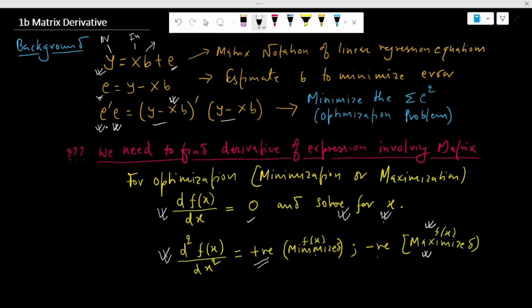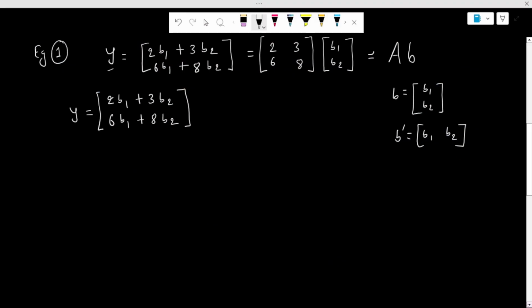If x is a matrix, we need to carry out this optimization problem making use of derivatives in matrices. Now let us explore that with the help of two examples. So here y is equal to, there are two equations. Actually we are trying to mimic the situation of a linear regression equation, and we have taken only two equations, and making use of matrix multiplication we segregate it into a matrix as well as a vector.